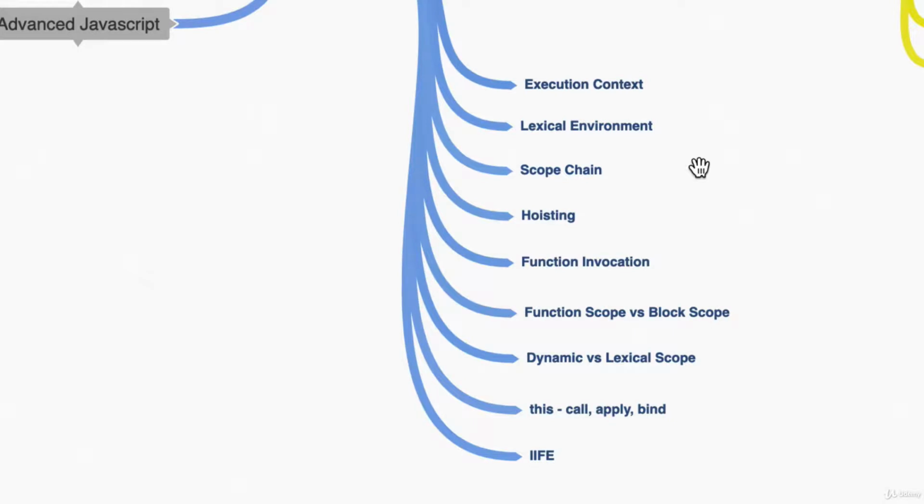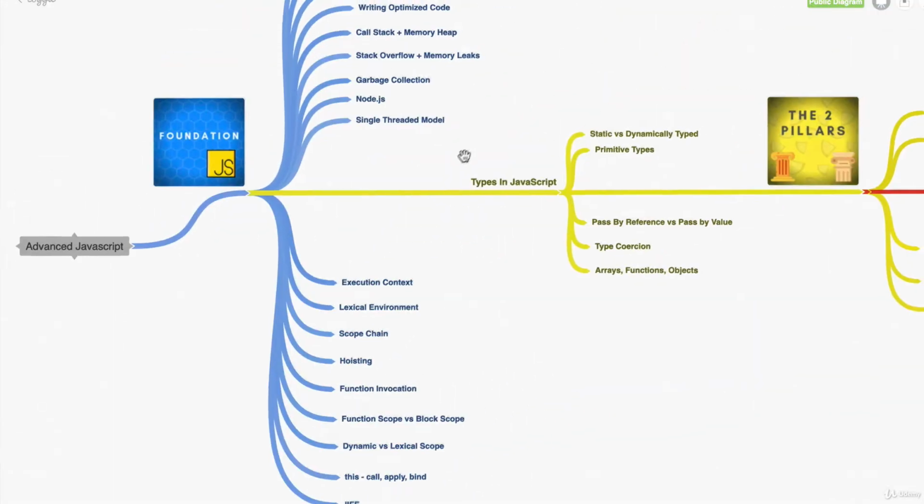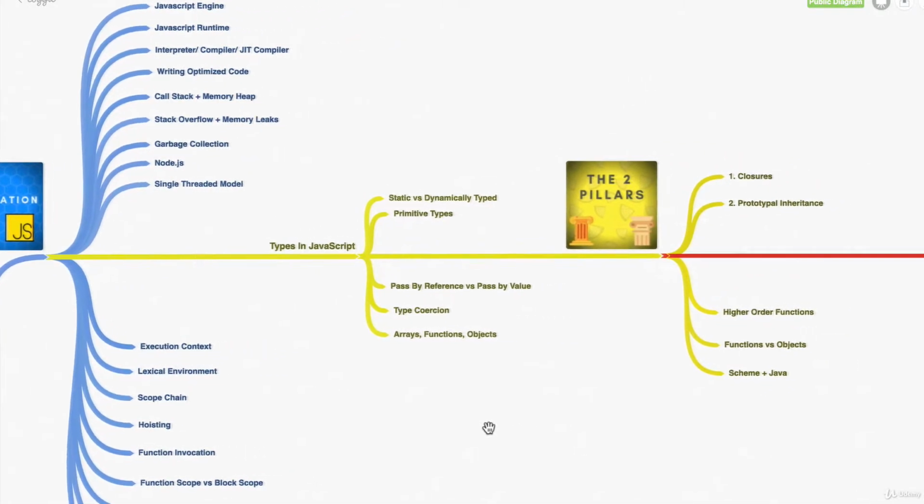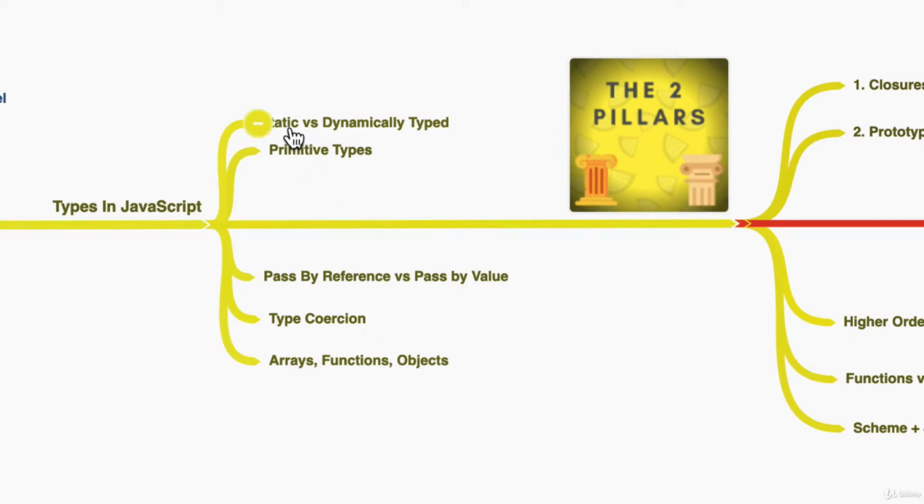Going to talk about all these topics, some of them quite advanced, and then dive deep into the language itself, talking about some of the key terms that you may have heard but not fully understood, like execution context, lexical environment, dynamic versus lexical scope. And once we're done with the foundations, and we are for sure ready for more advanced topics, we start getting into types in JavaScript, talking about statically versus dynamically typed languages, about type coercion, pass by reference, pass by value.